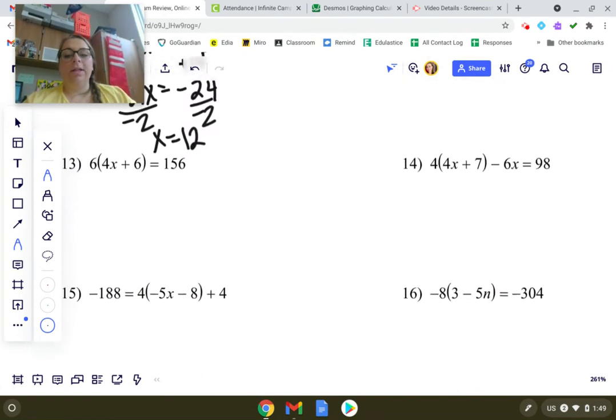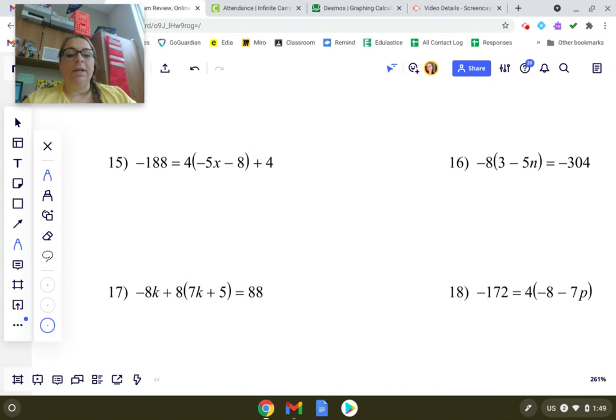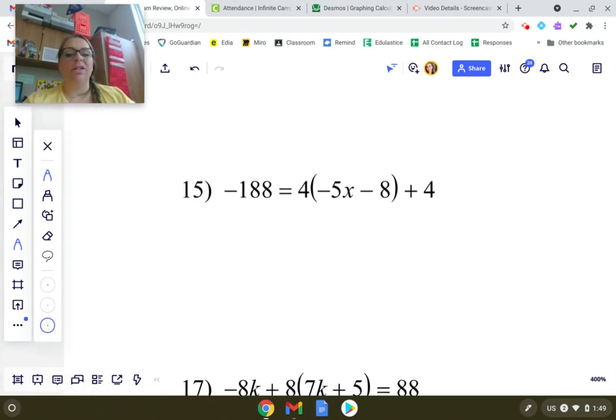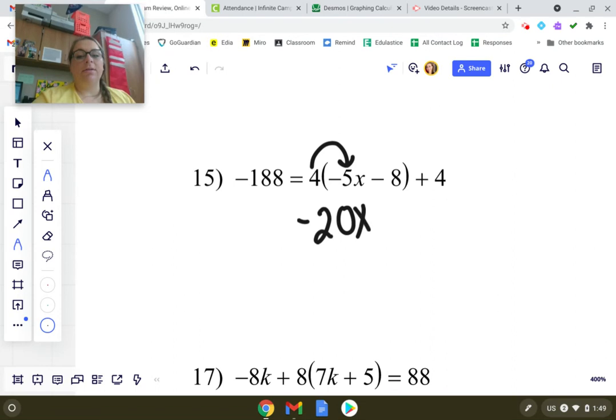So let's try, let's look at some of these. If we're looking at, let's say, number 15, notice we have parentheses there, but notice it's not in with everything. So let's distribute this 4 through. So 4 times negative 5x gets me negative 20x. Negative 4 times 8 gives me negative 32.